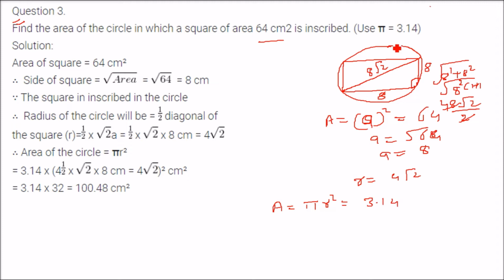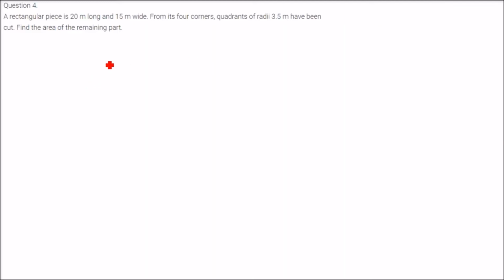It is pi r square. So pi is 3.14. It is given that you have to take 3.14 and 4 root 2 into 4 root 2. This is going to be 3.14 into 16 into root 2 is 2. And this is going to be 100.48 centimeters square.